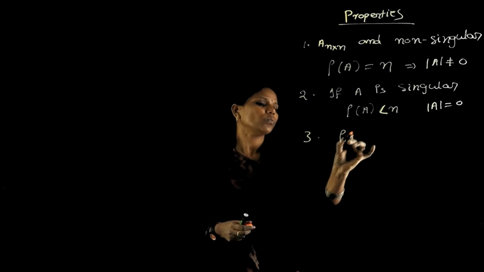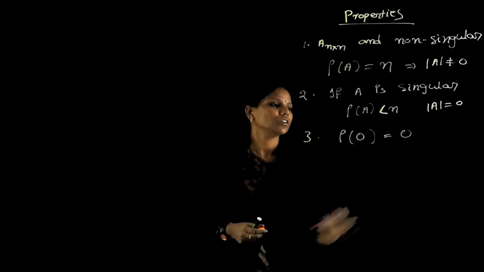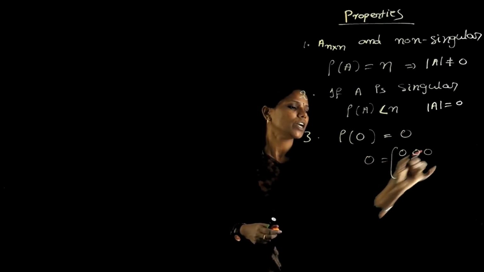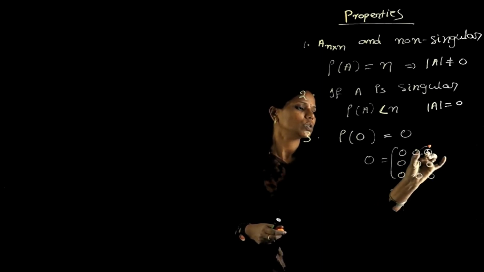Now, rank of 0 matrix is always 0. What is 0 matrix? It looks like 0, 0. Suppose I am taking 3 by 3. It will be like this, the 0 matrix of order 3 by 3.